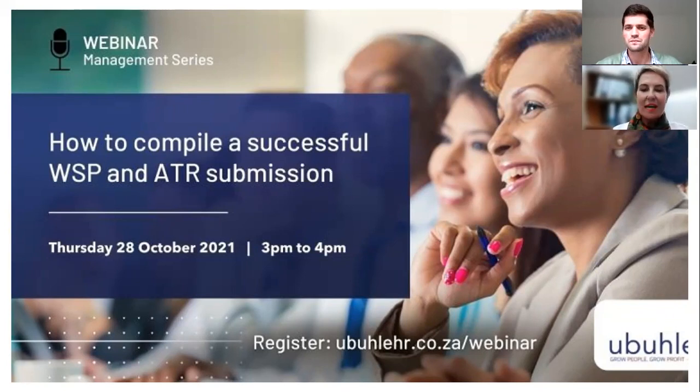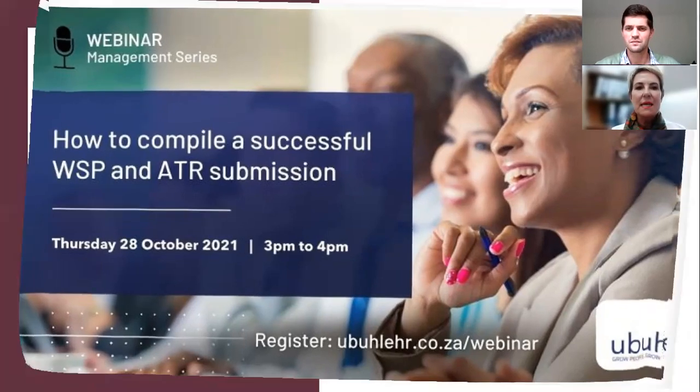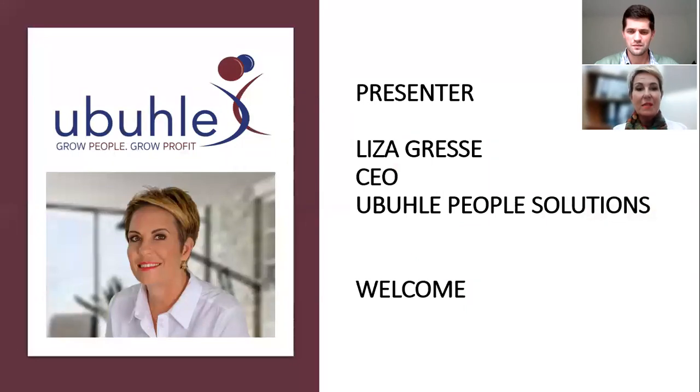I think a bit of background maybe just on my knowledge around compiling workplace skills plans and annual training reports is that I've been doing this for the past most probably 20 years, working with the CETA landscape for the past 20 years. So I've seen changes, sometimes frustration, but mostly also a huge learning curve, as I'm sure everybody around the table knows.